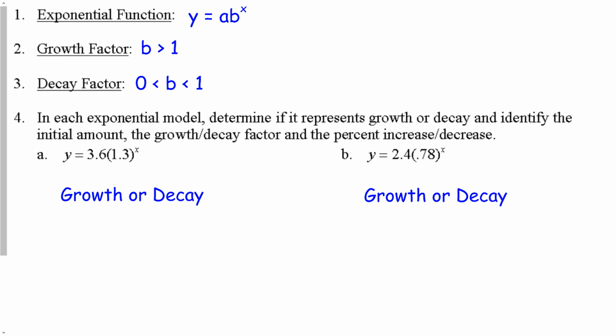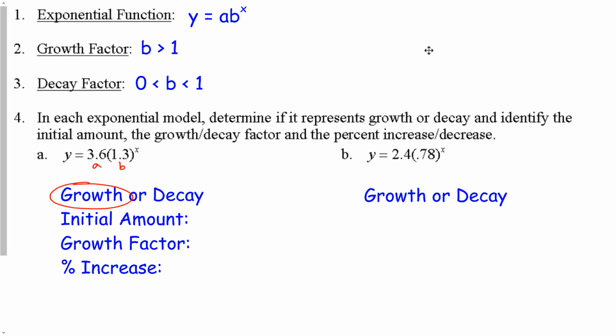So for A here, b value is this 1.3, and that's bigger than 1, so we know we have exponential growth for this. Now, with it being exponential growth, we have to find the initial amount, the growth factor, and the percent increase. The initial amount will always be your A value, so in this case it's 3.6, and then the growth factor is always the B value, which is 1.3.